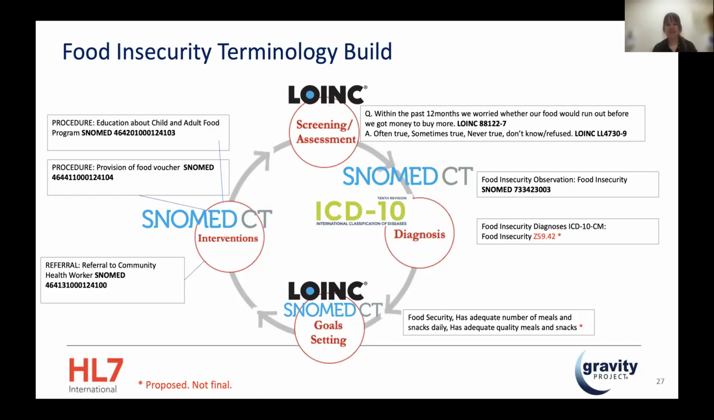Within interventions, here are some other examples. You can see all the US programs to address food insecurity are built in, such as a program called the Child and Adult Care Food Program. You can see a very universal concept is a provision of food voucher. And you can see that we've built a concept for a really critical role within US healthcare to address social determinants of health, and this is the community health worker.